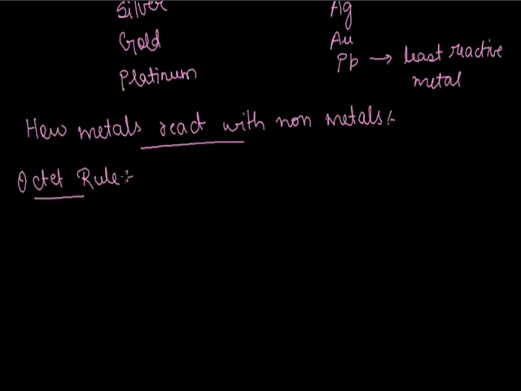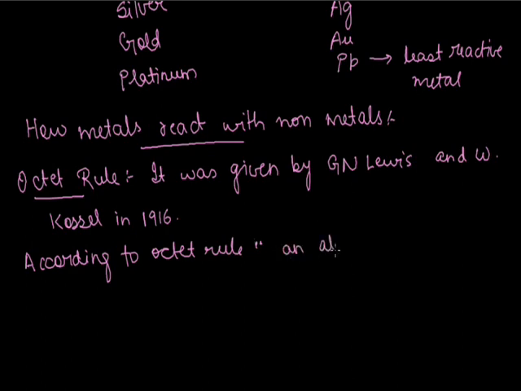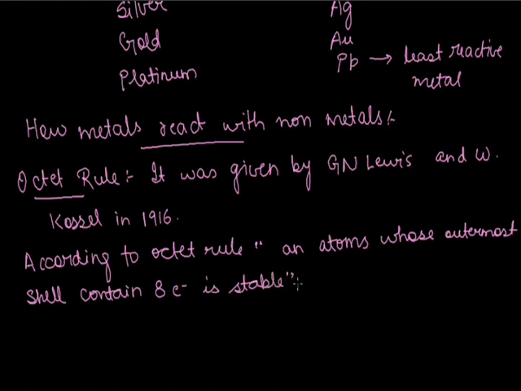Octet rule. The octet rule was given by G.N. Lewis and W. Kossel in 1916. According to the octet rule, an atom whose outermost shell contains 8 electrons is stable. This rule, however, does not hold good in the case of certain small atoms like helium, in which the presence of 2 electrons in the outermost shell is considered to be the condition of stability.